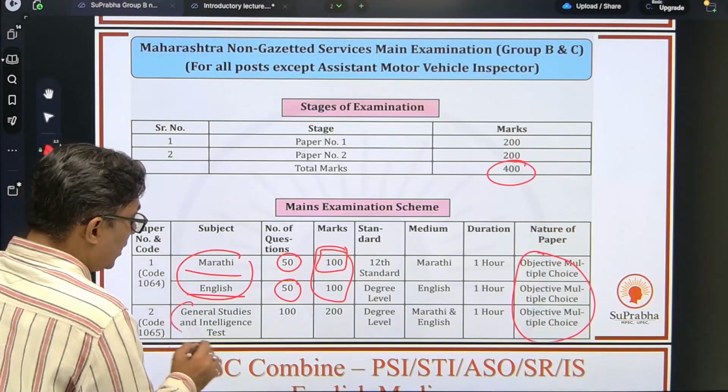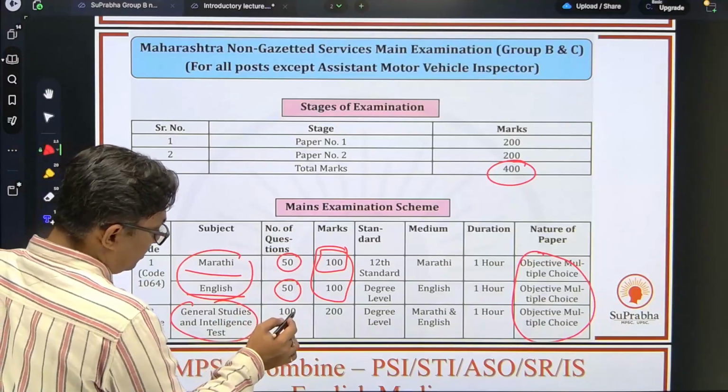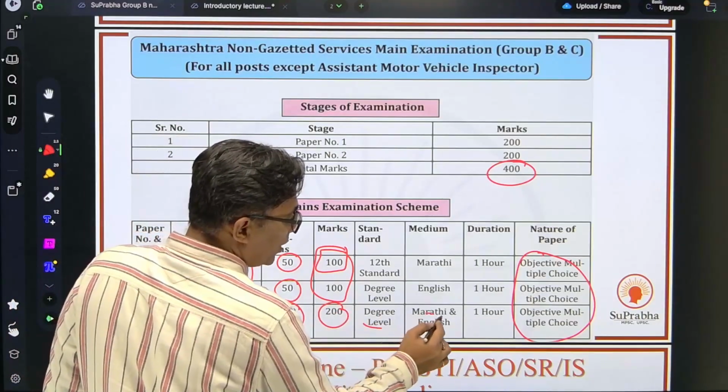Second paper is general studies. General studies, you will be having 100 questions again for 200 marks. Degree level, Marathi and English both.